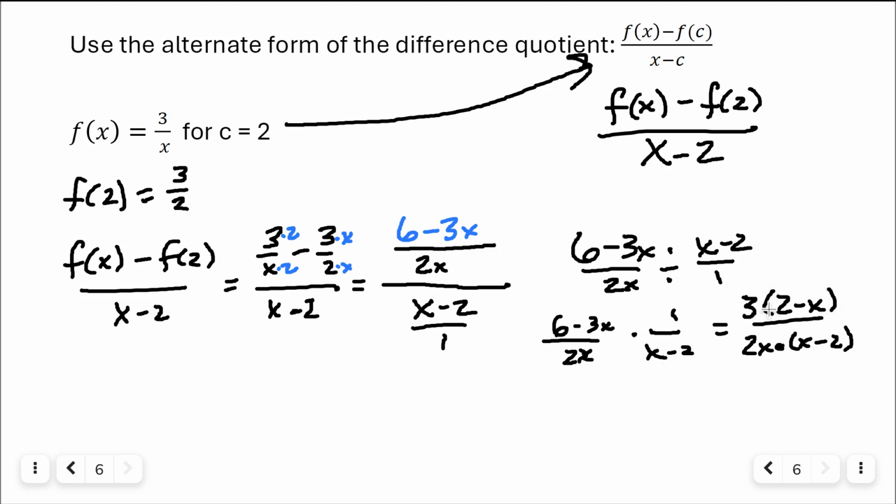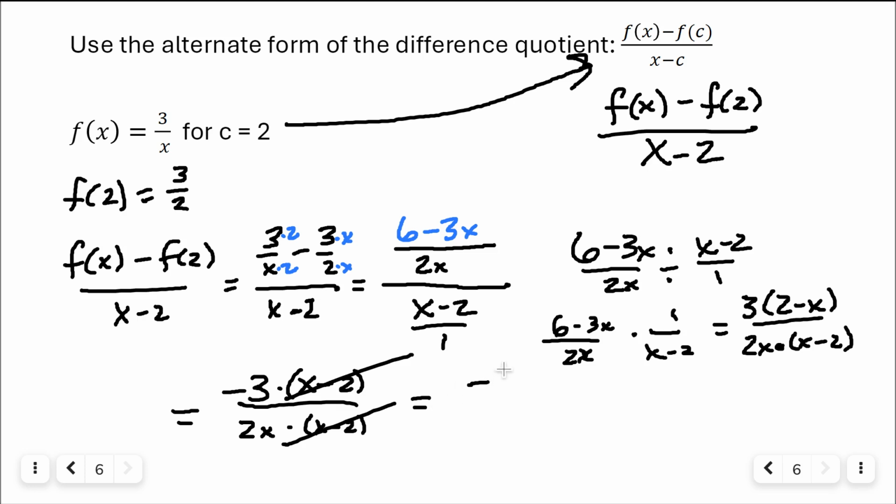Well, these two are almost the same. They're not quite. I can't cancel it yet. But one's a 2 minus x. So if I take a negative 1 out of the 2 minus x, that'll allow me to switch the two signs around, right? So if I come down here, I'm going to take the negative 1 out, make that a negative 3. That allows me to make this positive 2 a negative 2, and the negative x a positive x. So I'm going to rewrite it as positive x minus 2 over 2x times x minus 2. Now I can cancel out the x minus 2's, and I get negative 3 over 2x.